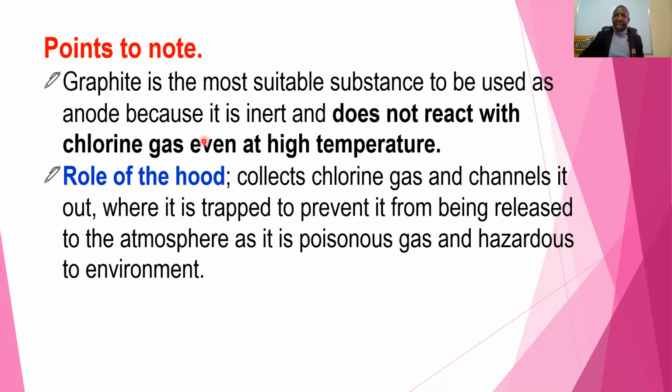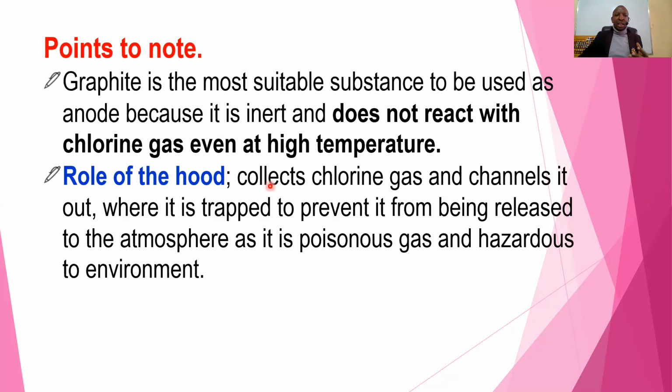So if you replace that one with something like iron or steel, then the iron will react with chlorine, forming iron(III) chloride. But we use graphite because graphite does not react with chlorine even at high temperature.